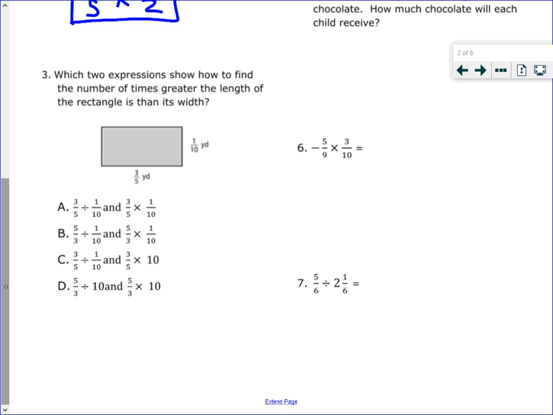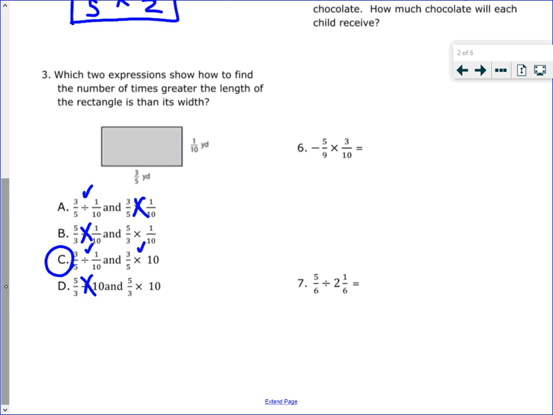So 3/5 divided by 1/10. So that looks good. Yes. That looks wrong. Yes. Here. And this one looks wrong as well. And then we're going to multiply by the reciprocal. So 3/5 times 10. So this one was wrong. Here we have it. So our answer is C.